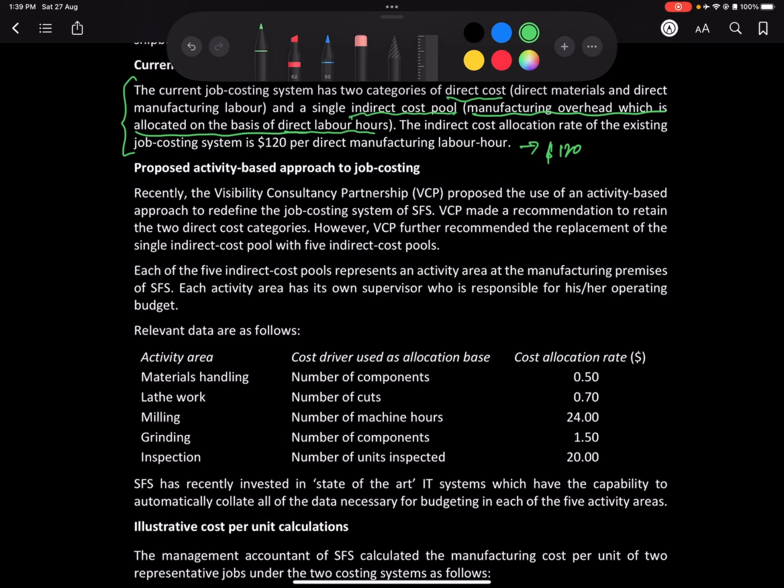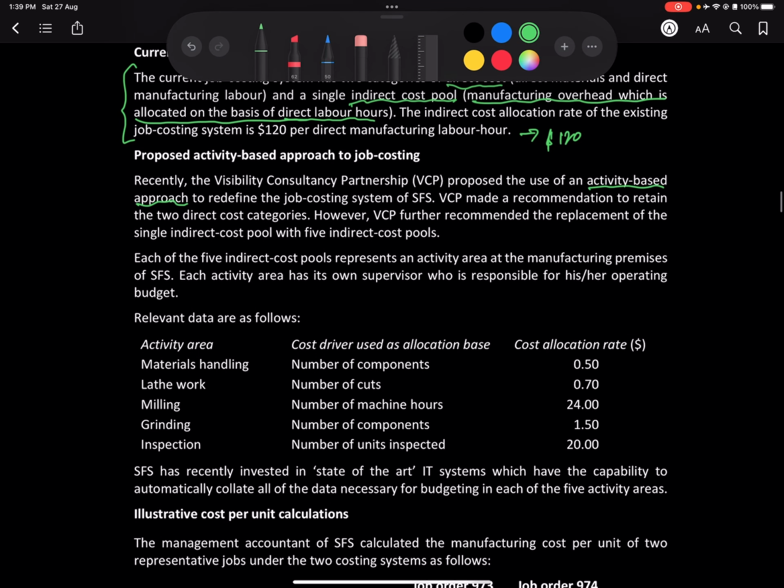So the proposed activity based approach to job costing. Recently Visibility Consultancy Partnership proposed the use of an activity based approach. They are using activity based costing now. To redefine the job costing system of SFS, VCP recommended retaining the two direct cost categories. However, VCP further recommended replacing the single indirect cost pool with 5 indirect cost pools. So they divided it into activities, and each of the 5 areas represents an activity area.